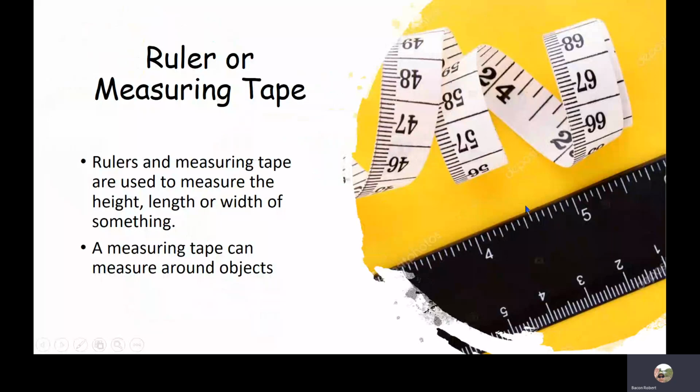So ruler, R-U-L-E-R, ruler, or measuring tape, M-E-A-S-U-R-I-N-G, tape, T-A-P-E. Pause it here, give me a sketch of those, and then what you would use it for. And you're doing science.